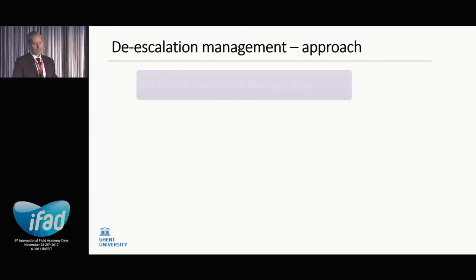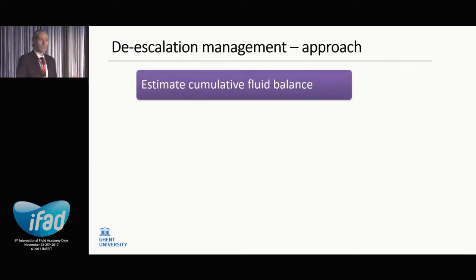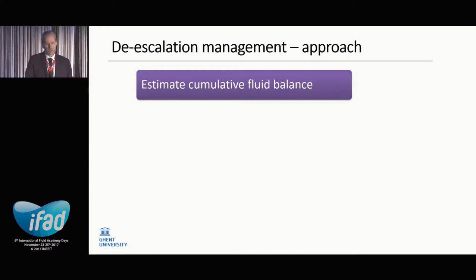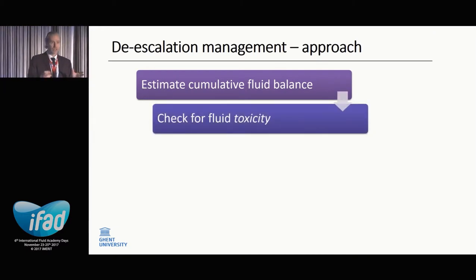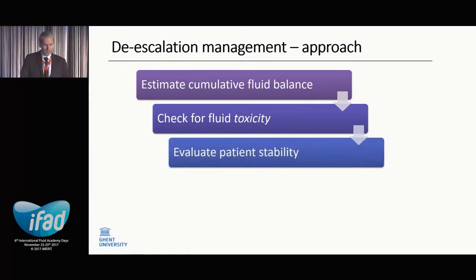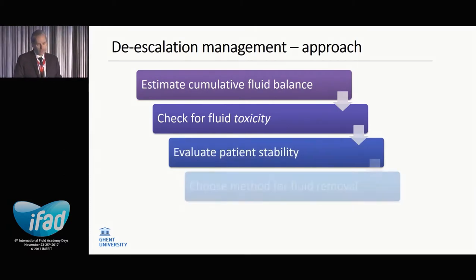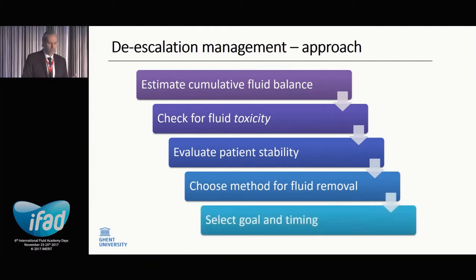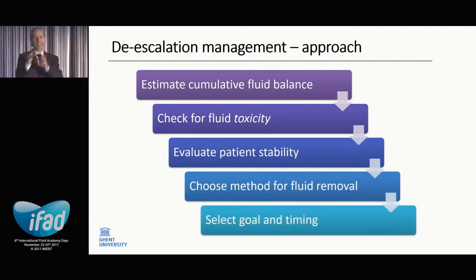So in the practical, at the bedside, I think the first step is to estimate the cumulative fluid balance. And again, our PDMS systems are very potent at doing that. Check for toxicity. Is there organ dysfunction that can be attributed to fluid overload? That's the next step. Patient stability, difficult to measure, but I think you need to look at the complete picture. Then, based on these parameters, choose your method for fluid removal. And very important, select a goal and timing.